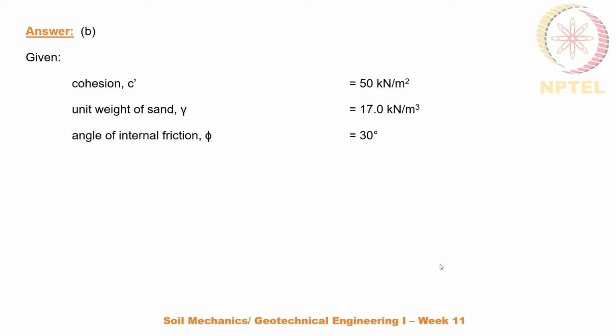So here we have the cohesion 50 kilonewton per meter square, unit weight of sand 17 kilonewton per meter cube, angle of internal friction 30 degrees, and there are no details about the water table, and we are asked to neglect the water table effect. So active pressure for the case with the backfill having cohesion, or cohesive soil, is Ka gamma z minus 2c root Ka, as we saw in the first question.